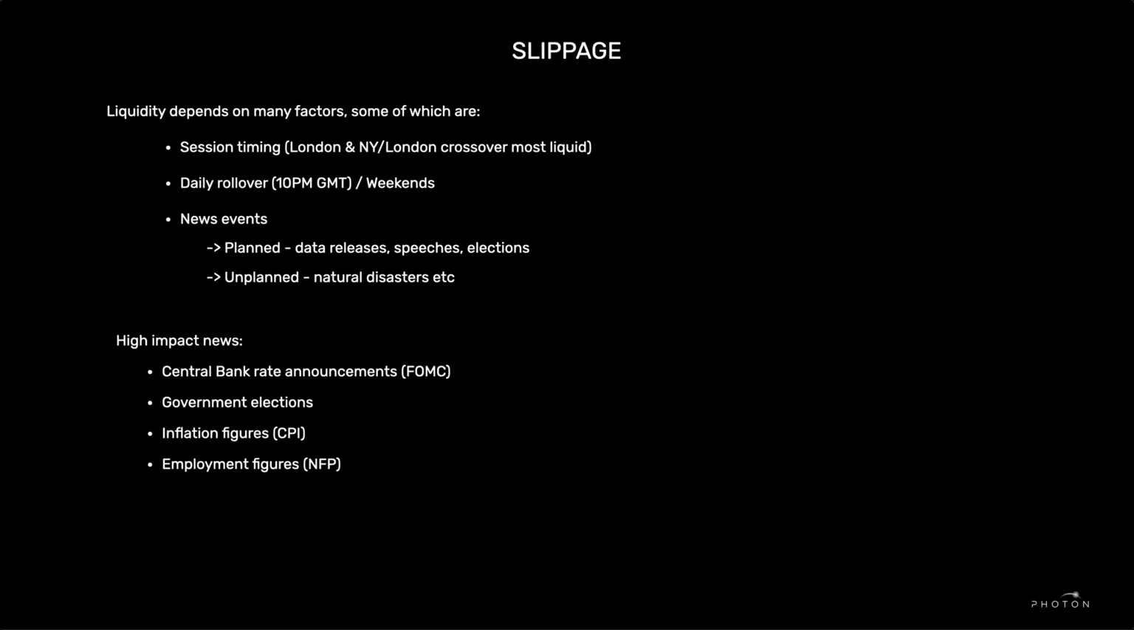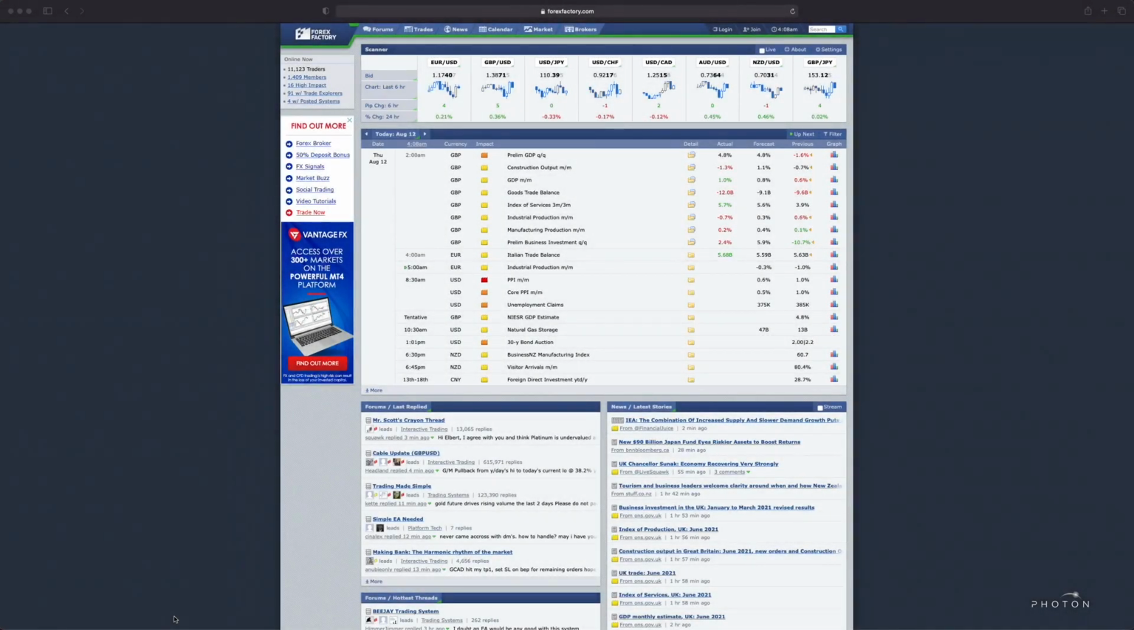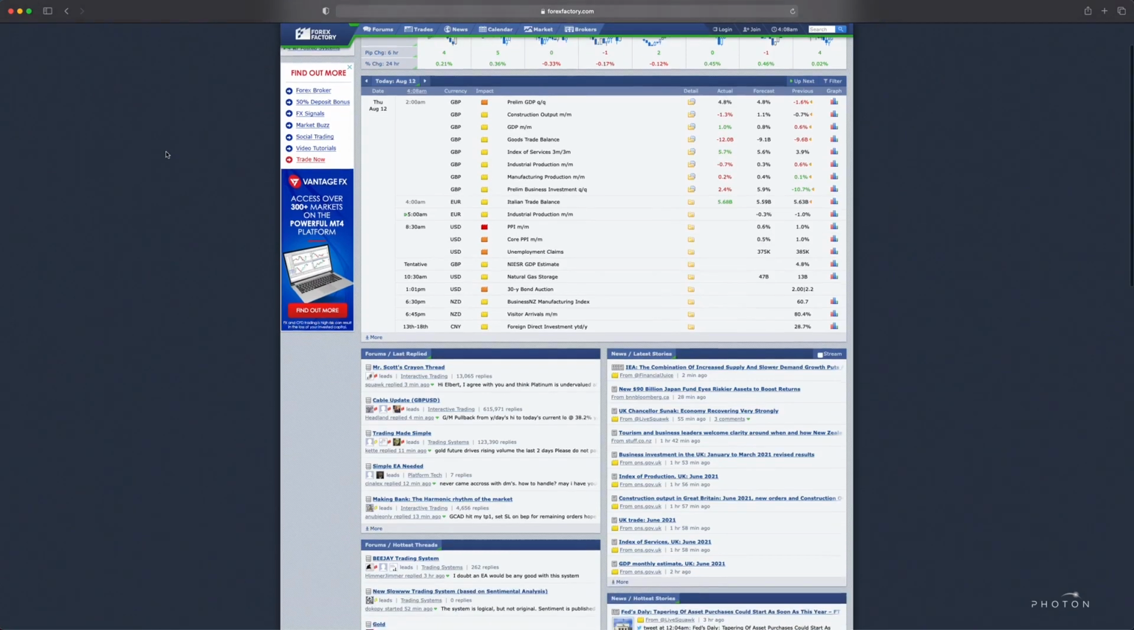Okay, so there are a few sort of economic news calendar websites that are really good that you can use, and I'll put a link to a few of them in the notes below the video. Forex Factory is probably the most common one. It's the one that I typically tend to use. It's just pretty useful and keeps things pretty easy.